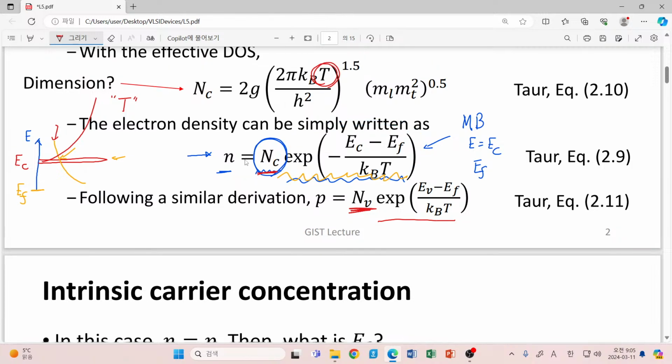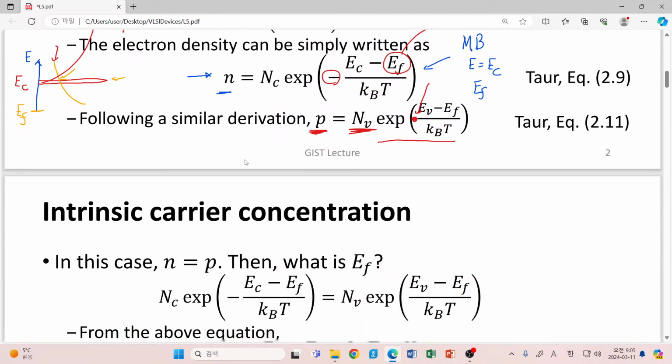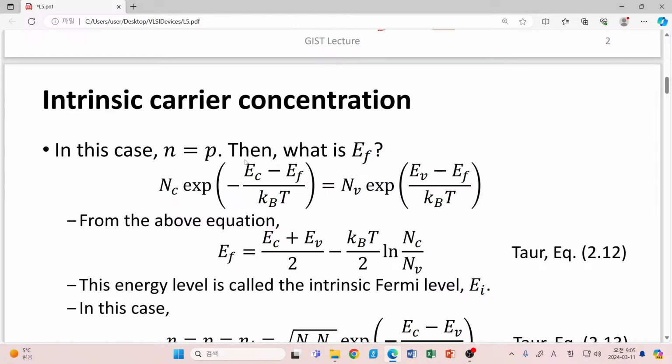Okay, so when we have this electron expression, electron density is increasing when we have a higher Fermi level. However, that means that for our holes, we have a lower number of holes when we have a higher Fermi level. That's the reason why we have different signs here. This sign and this sign are different. Well, now let's go to the next one. So this is one expression.